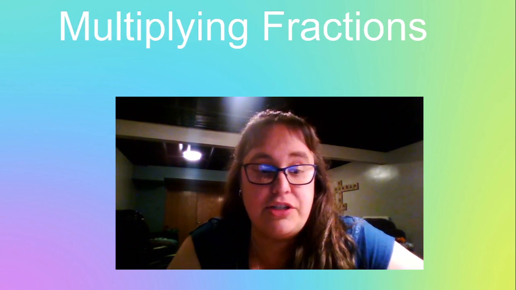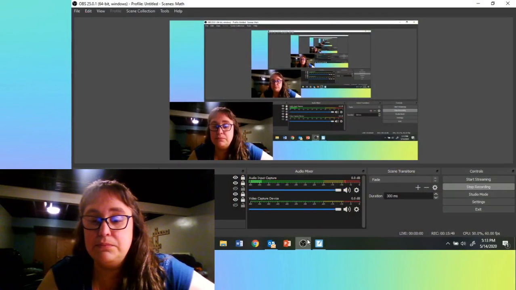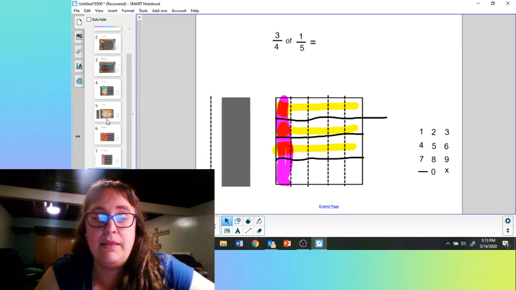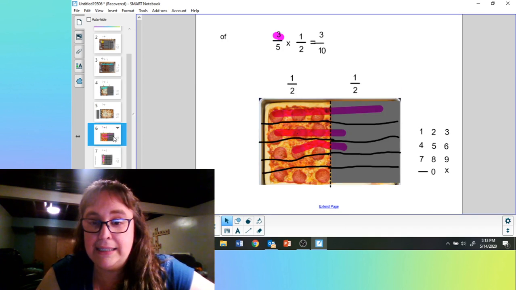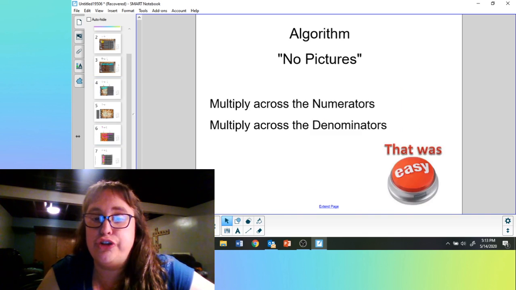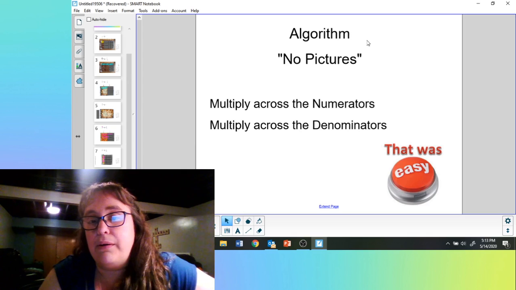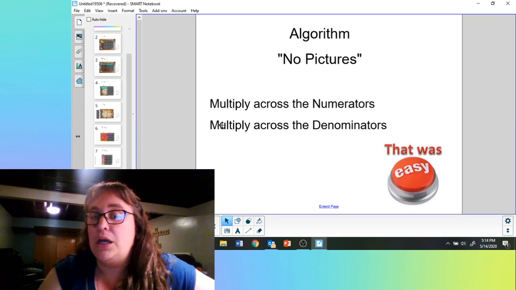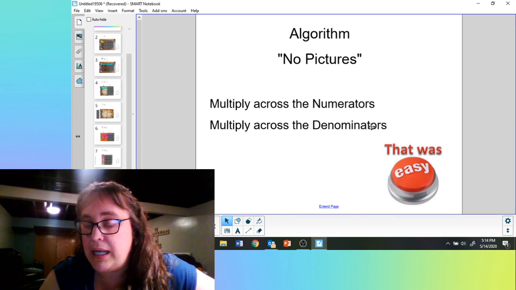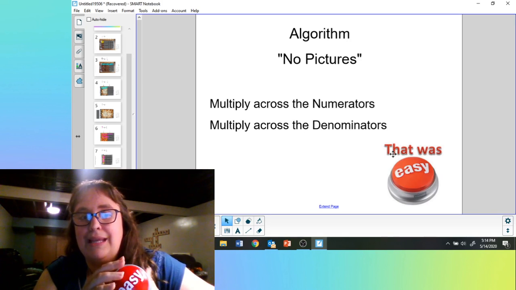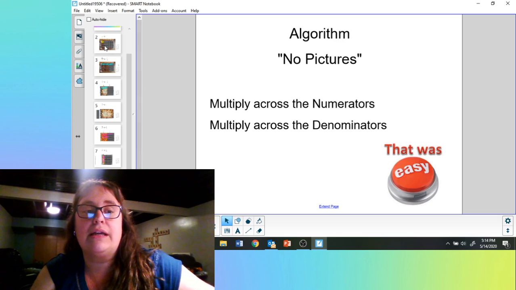So let me move back just a minute here. So this is the main part here, okay? These pictures are the why. These are the why it works. This is the what you do. This is the algorithm, the doing math without pictures. You multiply across the numerator, your top numbers, and you multiply across the denominators. And it is... That was easy. That easy. Take a look at the examples.